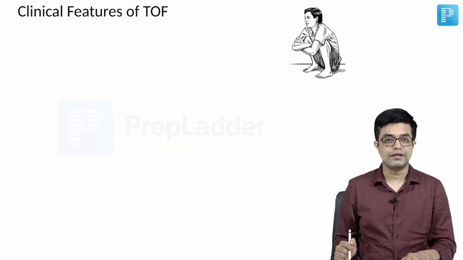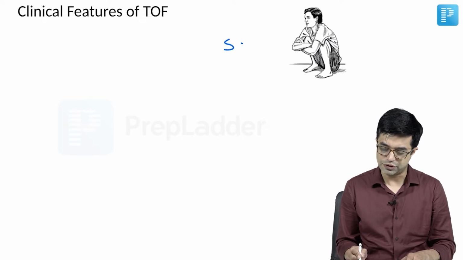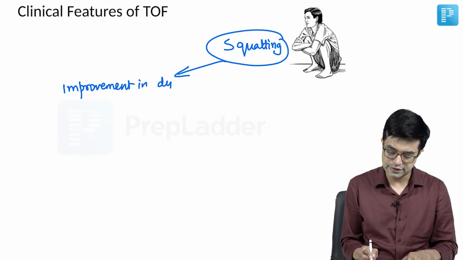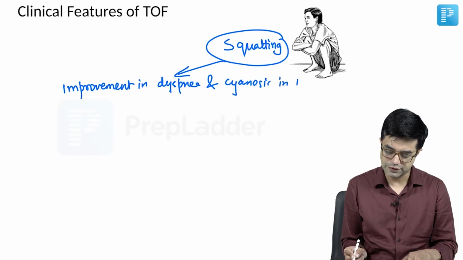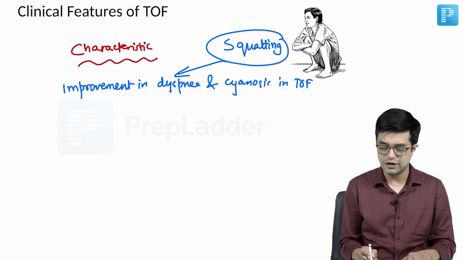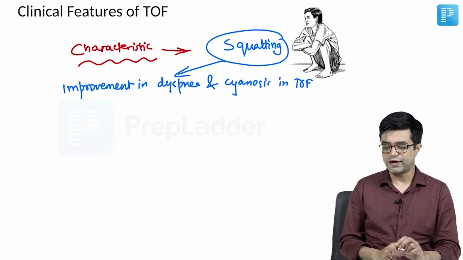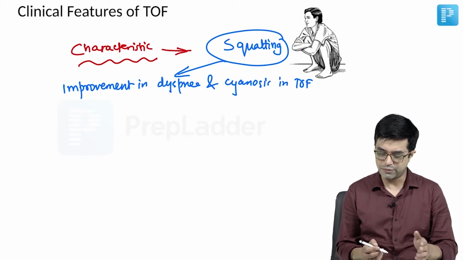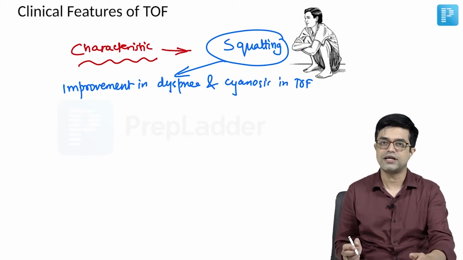Look at this person. This is what you call as squatting position. So on sitting in squatting position, there is an improvement in dyspnea and cyanosis in the patient of TOF. This is considered to be a very characteristic depiction. Now we know that it can be seen in some other varieties, other conditions also, but traditionally, if you have a case of Tetralogy of Fallot, they will usually mention history of squatting in these patients. So there will be improvement in dyspnea and cyanosis in TOF and the child will start playing again.